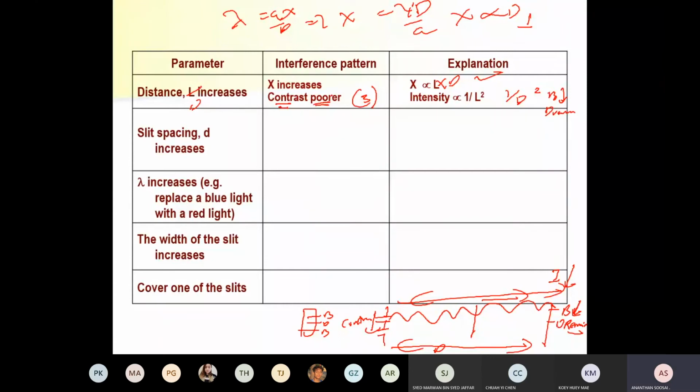First mark students get when they say contrast poorer, 1 mark. The second mark they get is the intensity is proportional to 1 over D squared, 1 mark. Then the third mark they get by telling these two: the bright getting dimmer, the dark remains. For these two, they get 1 mark. So whenever they talk about contrast, you have to talk about the bright and dark spot. What happened?